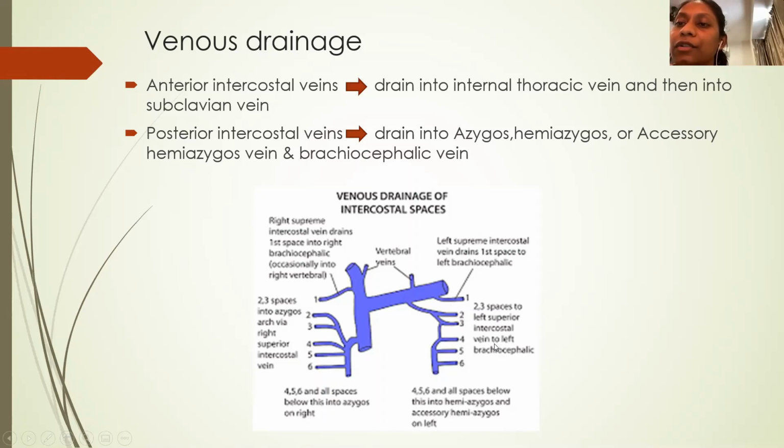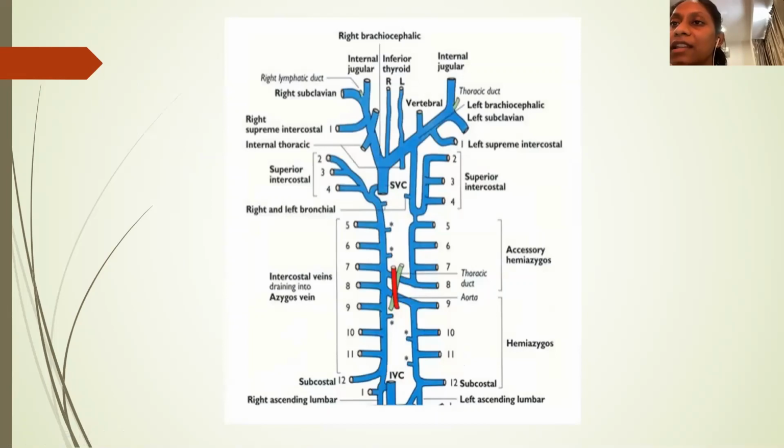Okay, I've shown this picture of the venous drainage in my next slide. It is a bigger picture. So you can see the left supreme intercostal goes directly into the brachiocephalic. Then the second, third, and fourth go into the superior intercostal, and it goes into the brachiocephalic. The ones below enter the accessory hemiazygos. And then finally, number 9, 10, and 11 go to the hemiazygos.